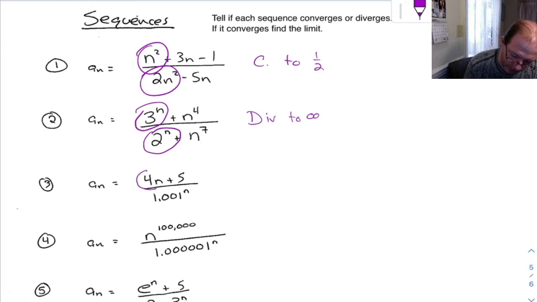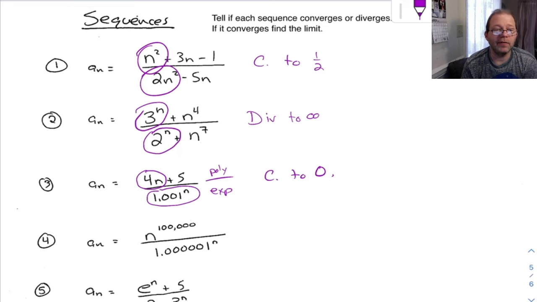Okay, the dominant term here is 4 to the n. Dominant term down here is 1.001 to the n. So we've got a polynomial over an exponential. So this is going to converge to 0. Now, if you were to graph this one, it would take a long time for it to get to 0. It would converge slowly because the base of this exponential down here is just a little bit bigger than 1. So it would take a long time, but it would eventually converge to 0.